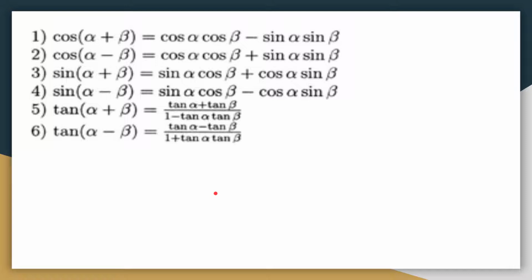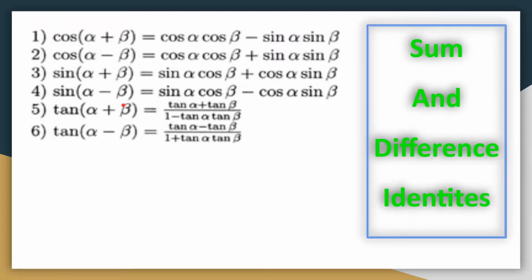So here are some formulas that you will need in order to add two angles and then find their sine and cosine. If you have the cosine of alpha plus beta, it's equal to the cosine alpha cosine beta minus sine alpha sine beta. And then you have the cosine subtraction for when you're subtracting two angles. These are called the sum and difference, the sum of two angles, the difference of two angles, and then your tangent formulas. So these are called your sum and difference identities.